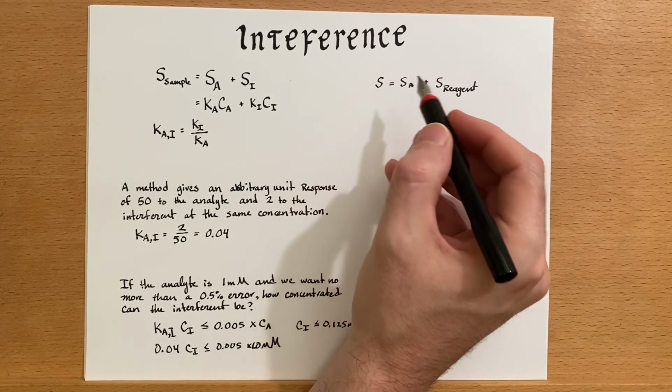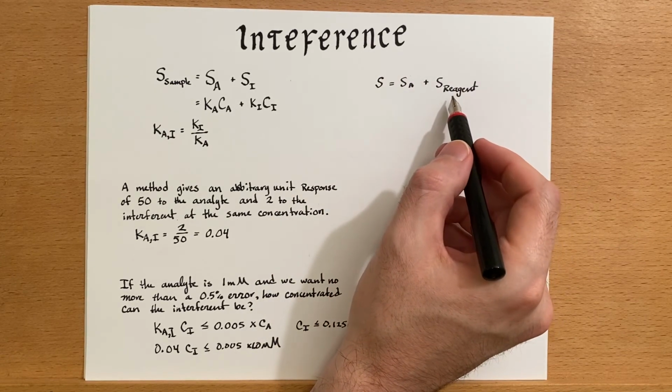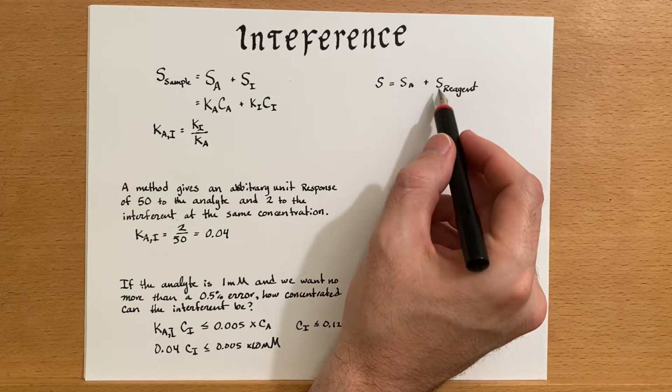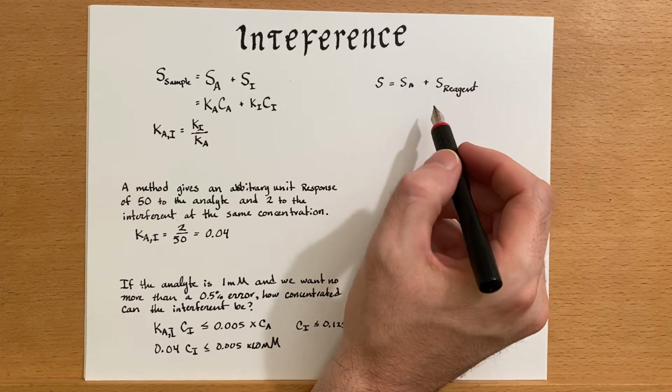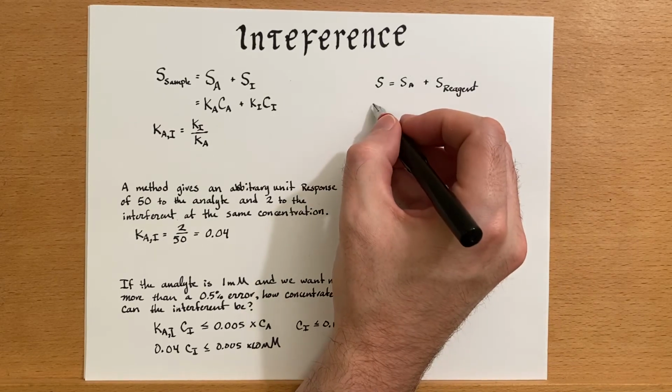So we could subtract the result of this if we were to measure it. And the way to measure it is with a method blank.